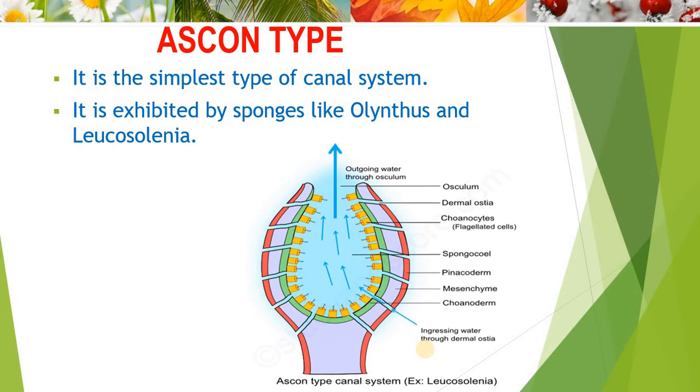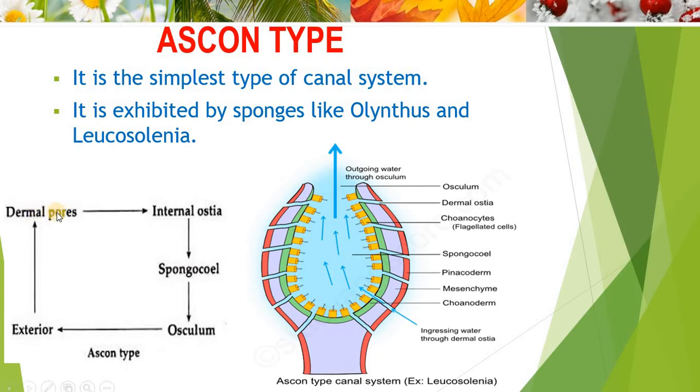The beating of the flagella of the choanocytes creates a water current. The water flows into the spongocoel by the following route. Dermal pores, dermal ostia, internal ostia, then spongocoel, water enters into the spongocoel, then goes outside through the osculum and is released to the exterior.